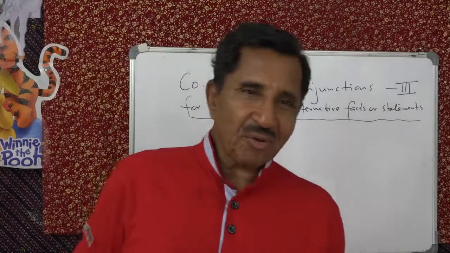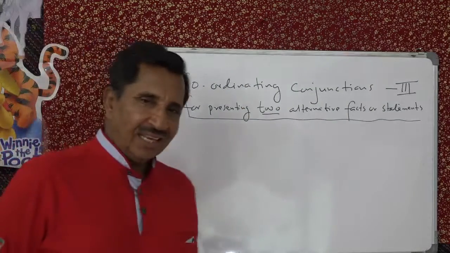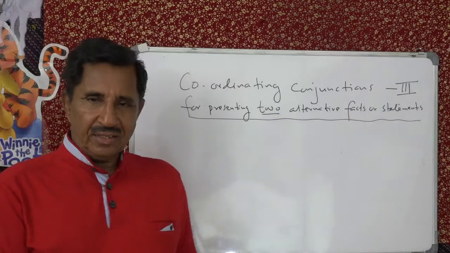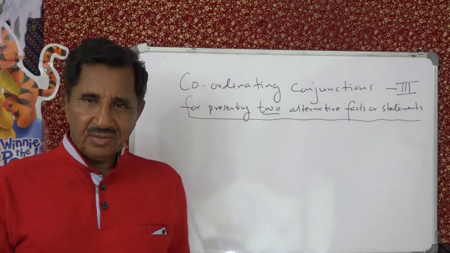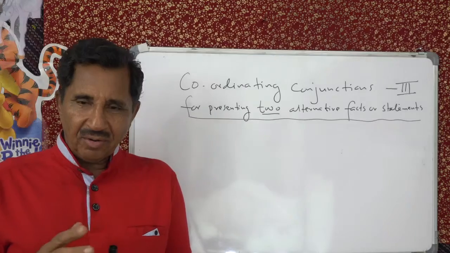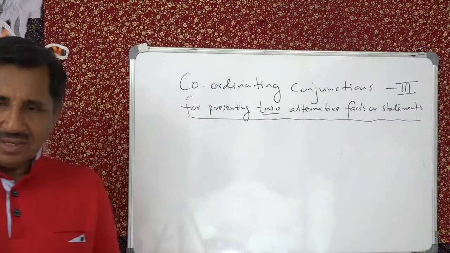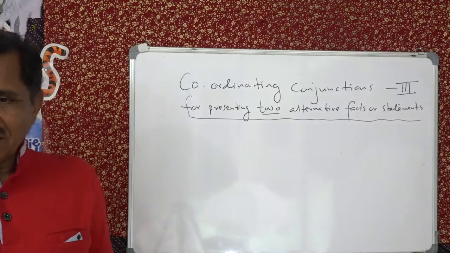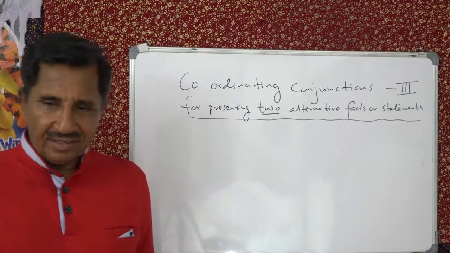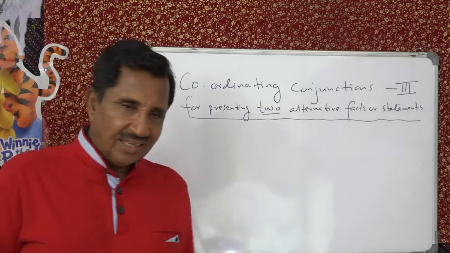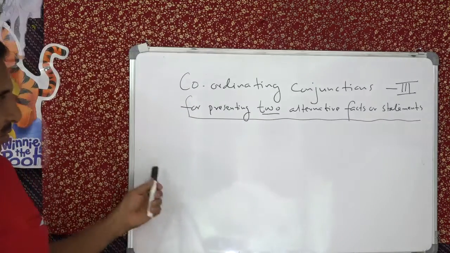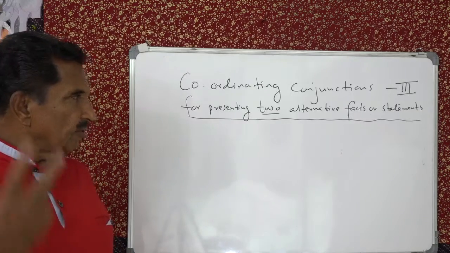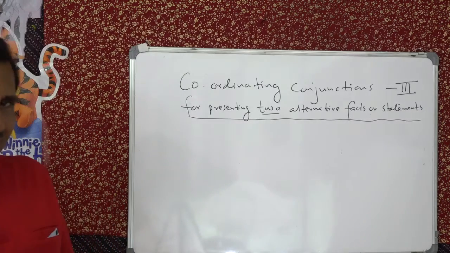Friends, we are coordinating conjunctions 3. First we saw how to add one sentence to another. Then second we saw how to combine contrasting statements, like he is clever but he is a poor man, like that. Simple sentences there. Now today we have coordinating conjunctions for presenting two alternative facts or statements.